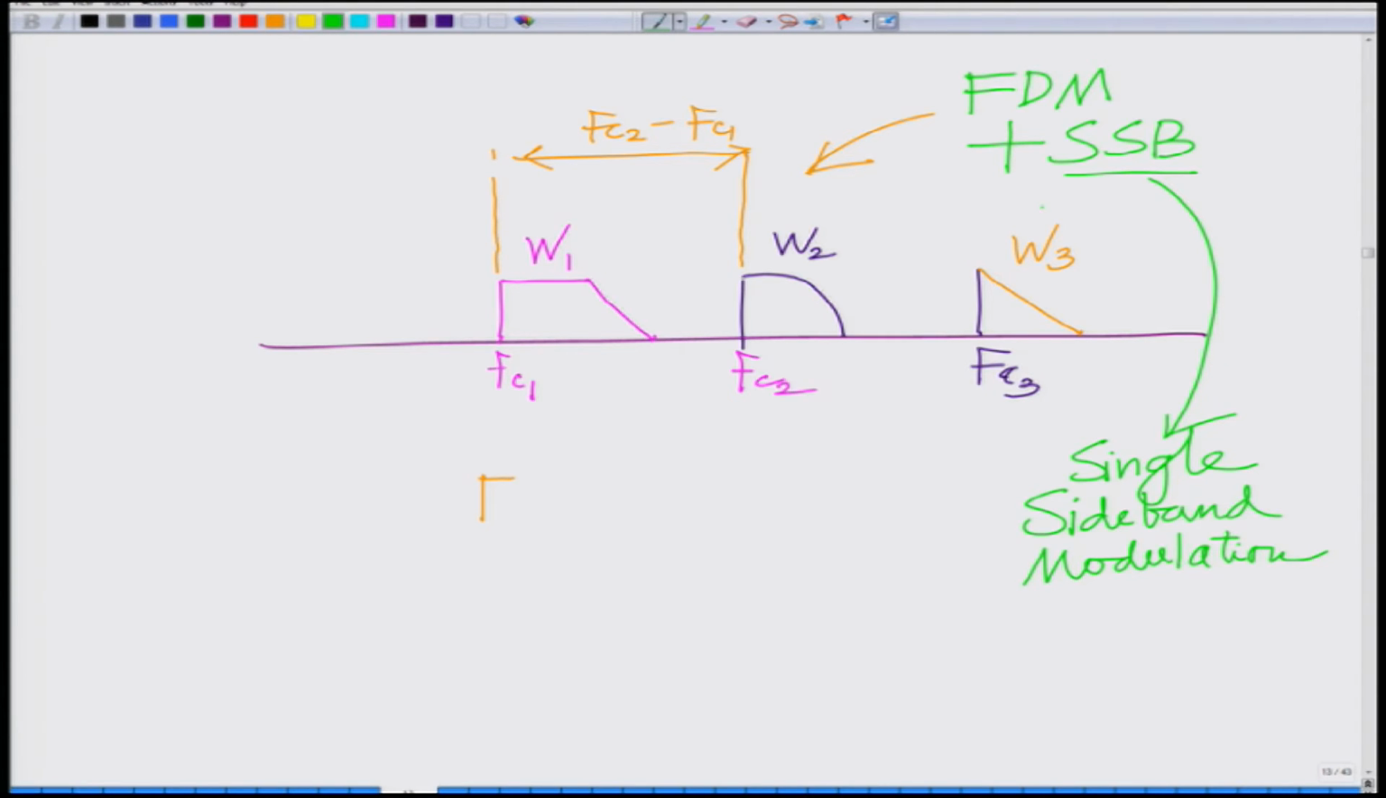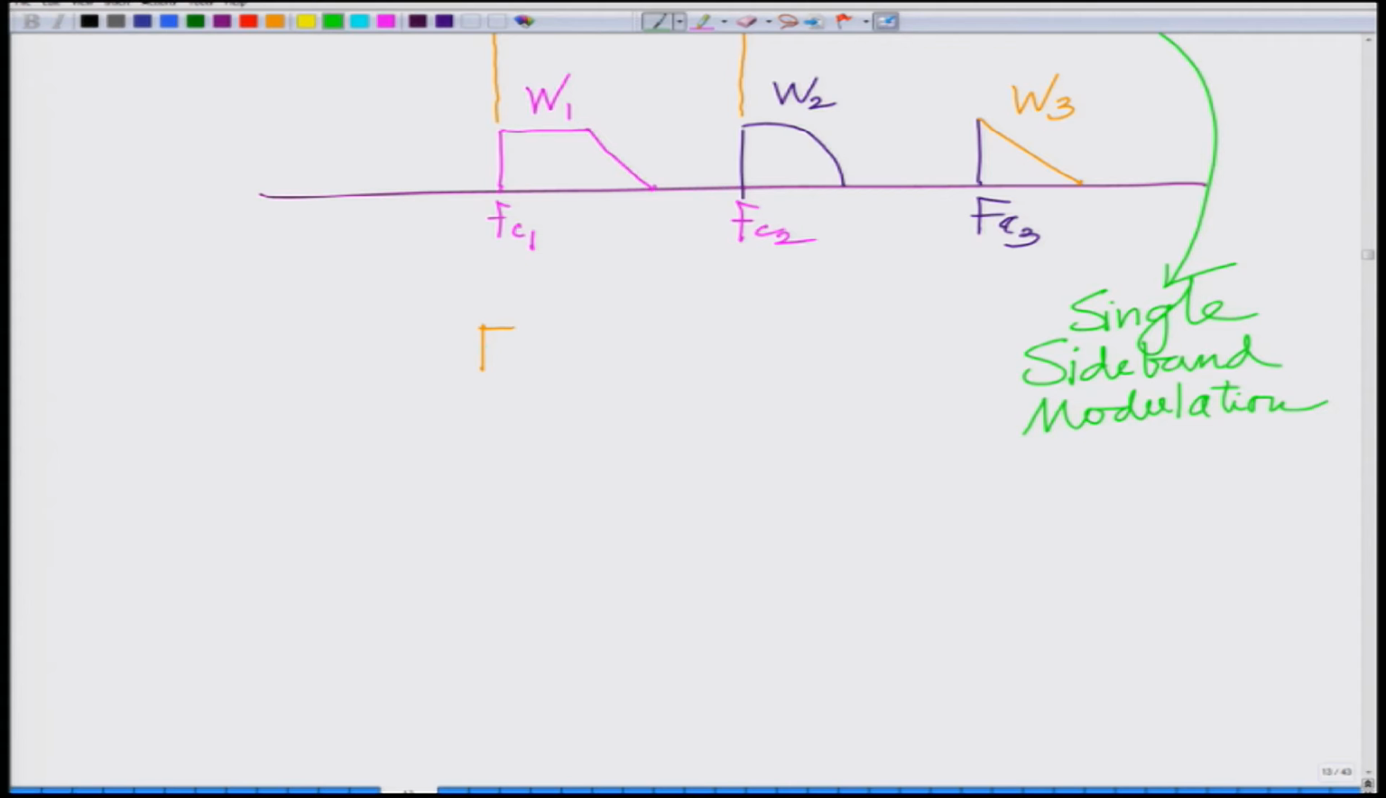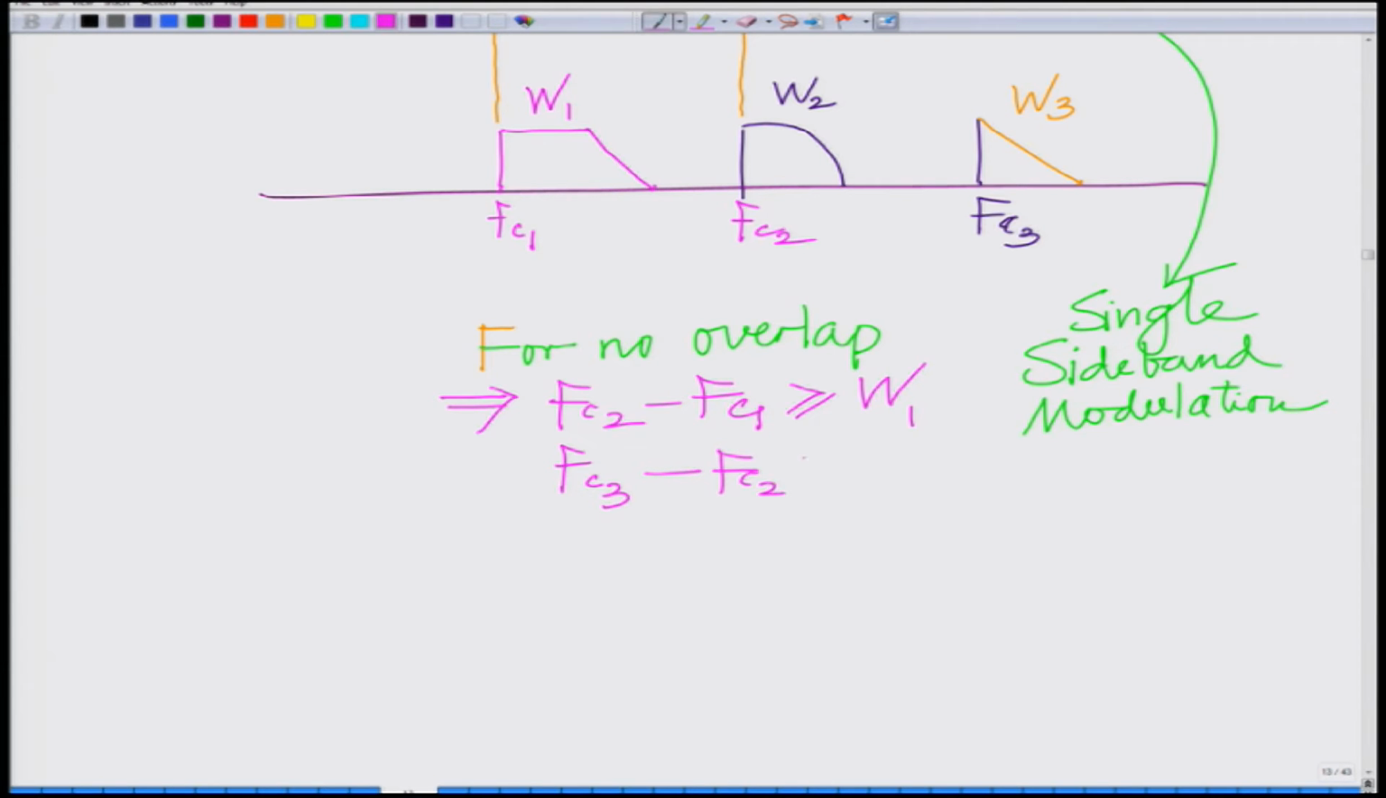In particular here we are using USB, transmitting only the upper side band. So for no overlap, we need FC2 minus FC1 greater than or equal to W1. Similarly, FC3 minus FC2 greater than or equal to W2 and so on.